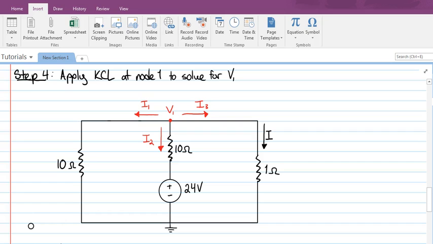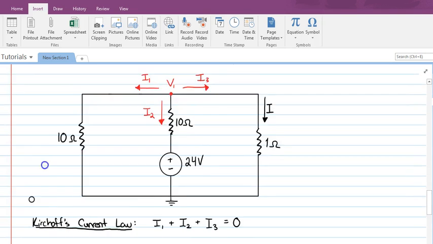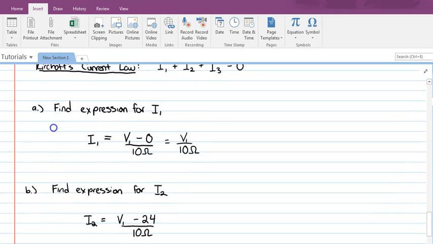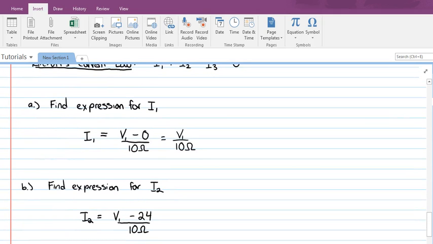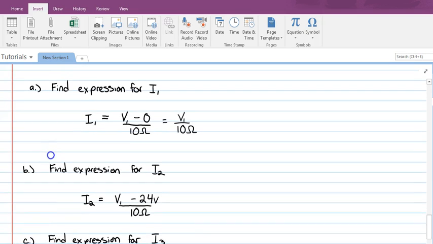So the voltage at the top of that 10 ohm resistor is V1 again. The voltage now at the bottom of that resistor is 24 volts. And the resistance is 10 ohms. So the current I2 is going to be equal to V1, which is the voltage at the top of the resistor, minus 24 volts, which is the voltage at the bottom of that resistor, all divided by 10 ohms, which is the resistance of the resistor.